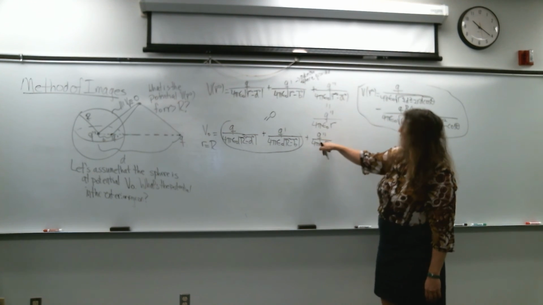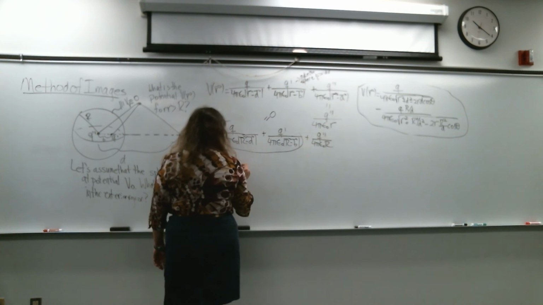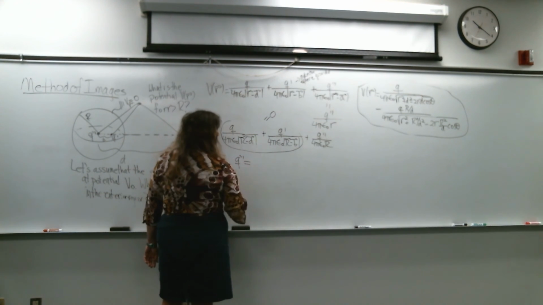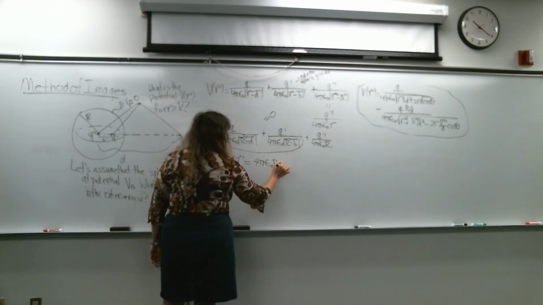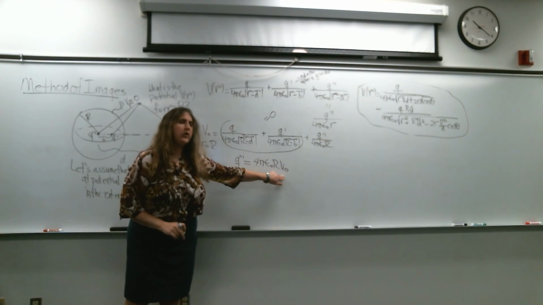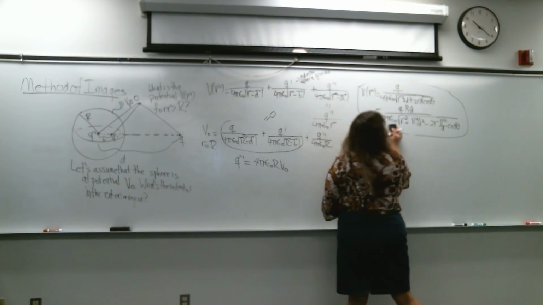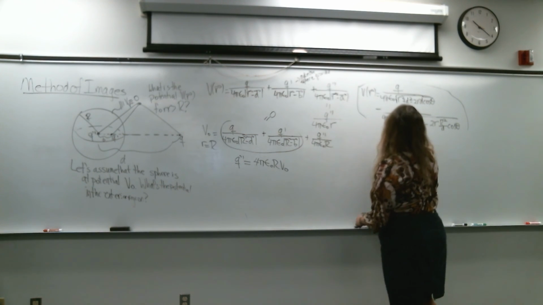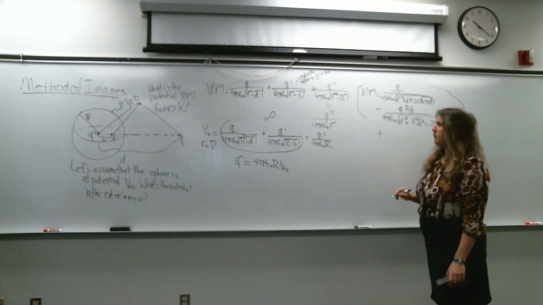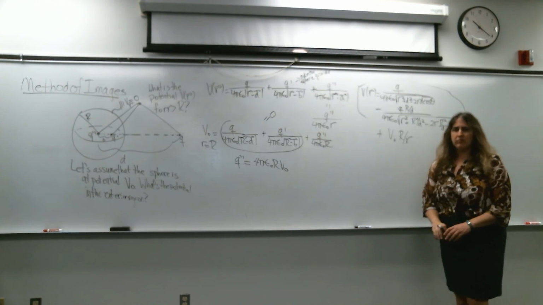So therefore, I can solve this for q double prime. Q double prime is equal to 4 pi epsilon naught times the radius of the sphere times the potential V naught. So my solution is modified by the addition of this one final term. It's just going to be V naught big R over little r.